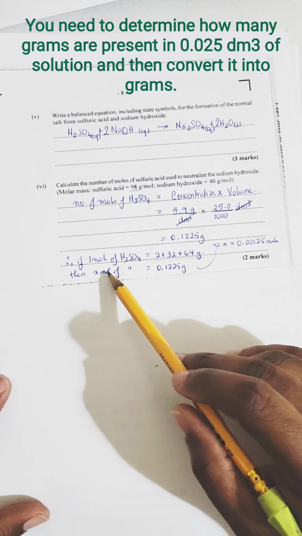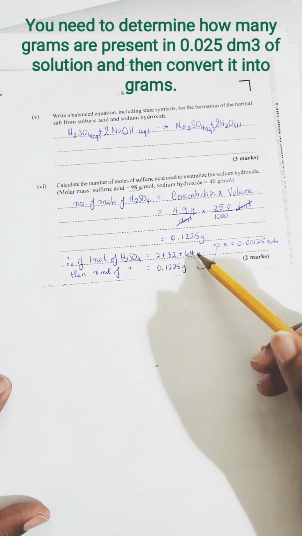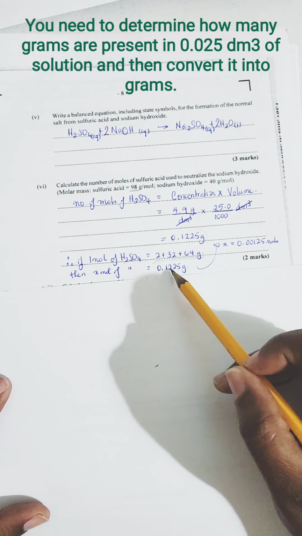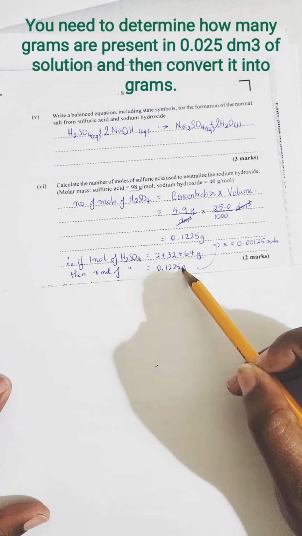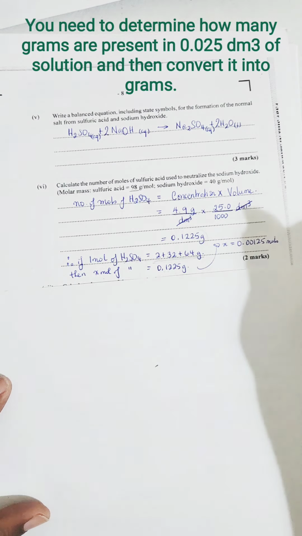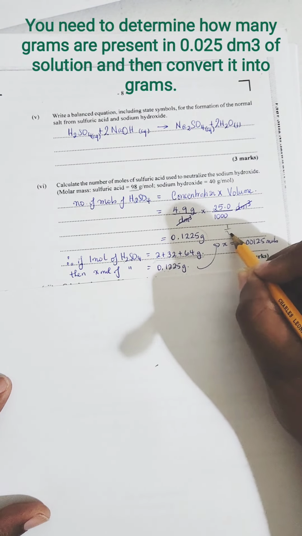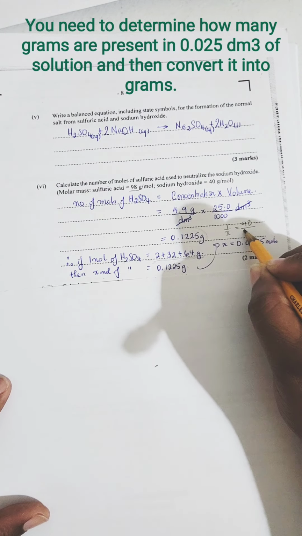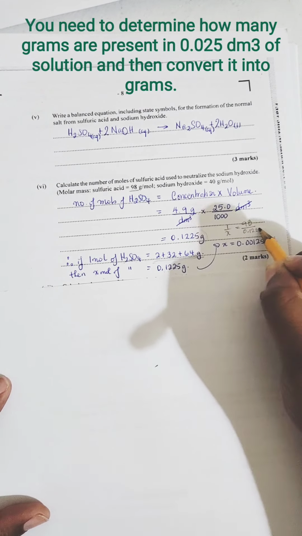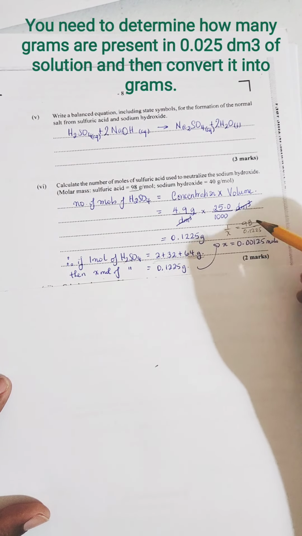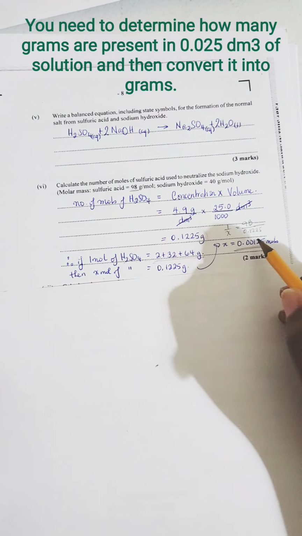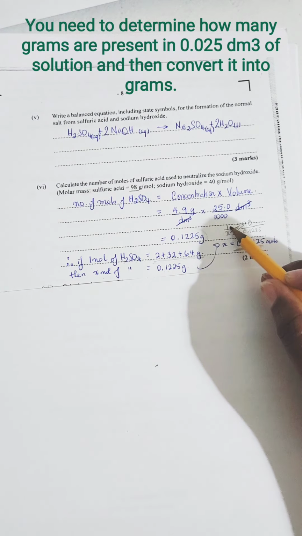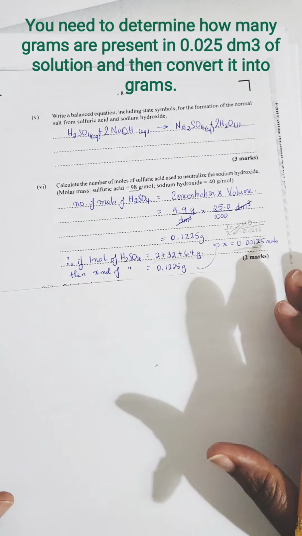And then if 1 mole has a mass of 98 grams, then how many moles will have a mass of 0.1225 grams? And so this is literally this, 1 over X equal to 98 over 0.1225. And then we just cross multiply to get this number right here. So this will go up here, this will come down, and that will go up there. Okay? So that's how you do that.